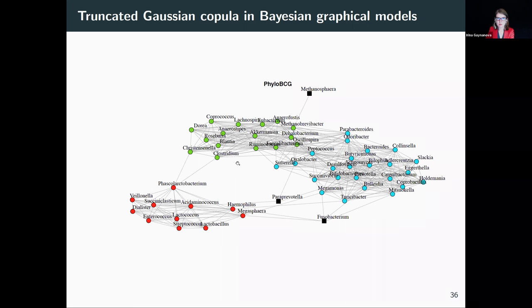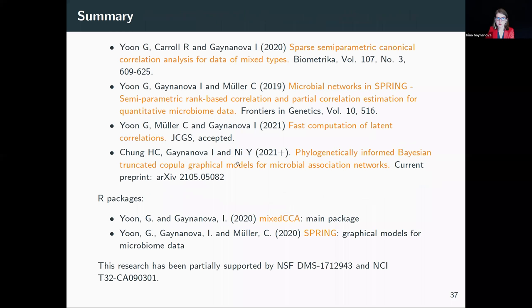All right, so to summarize, there are a lot of things that I have covered. The main reference is the top paper in Biometrika. This is the one that discusses the bridge functions, the monotonicity results, consistency. Our first microbiome data application is here. This is the computations, and this is the most recent work on how to put this in Bayesian settings. And we have some R packages. Feel free to use them and let me know if you find any bugs.